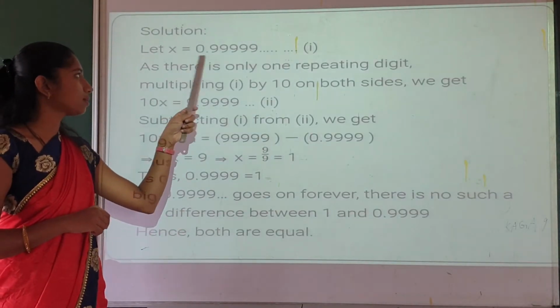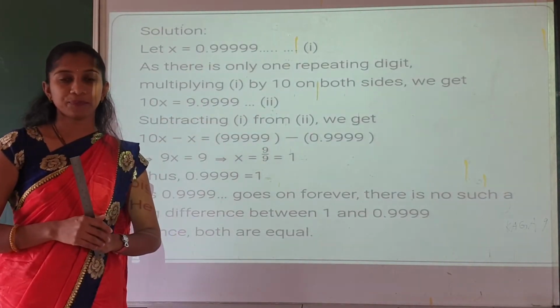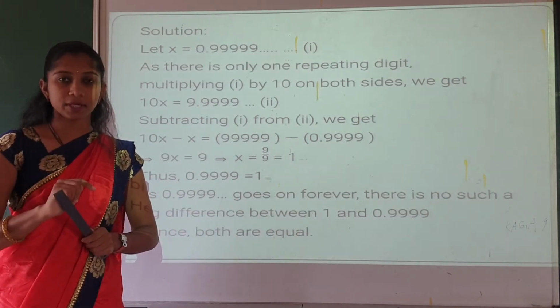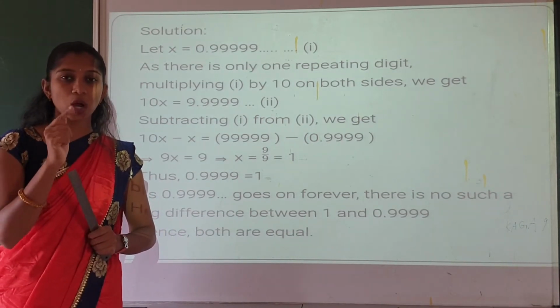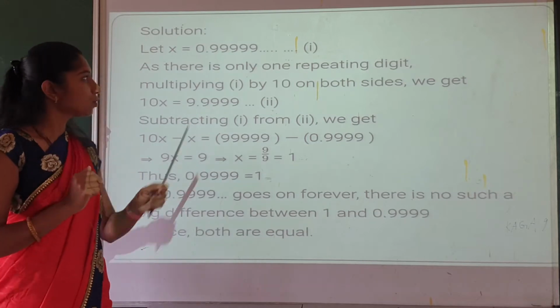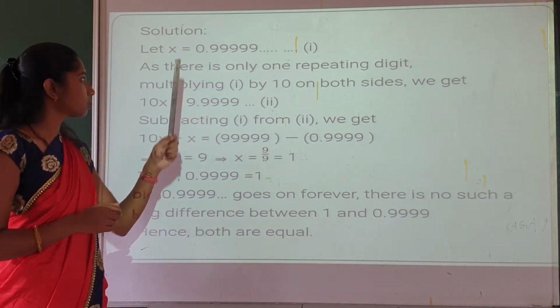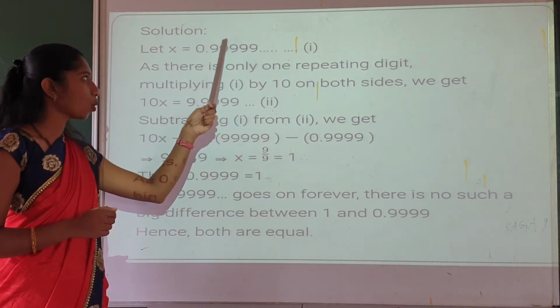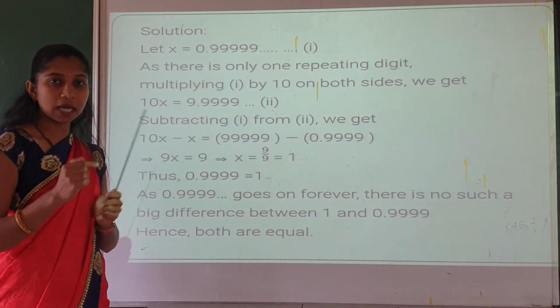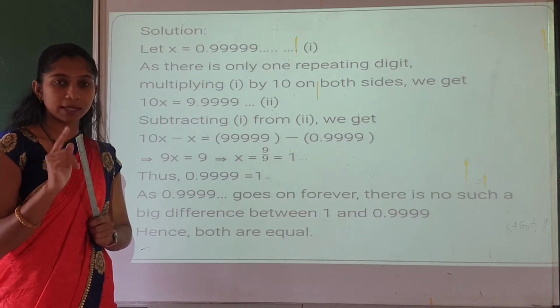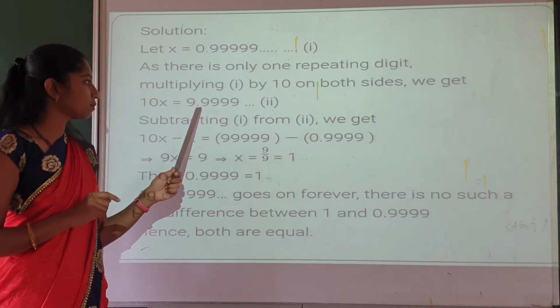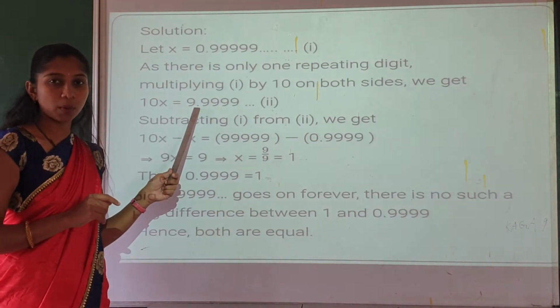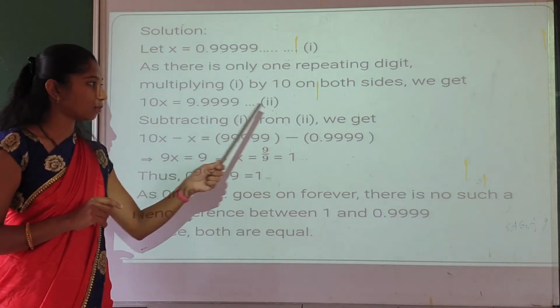Look at the question. x is equal to 0.999. Only one digit is repeating. One digit is repeating means you have to multiply by 10. So the equation number 1 becomes 10 into x. Left side, right side, the decimal point will be shifted only one time because I am multiplying equation 1 by 10. After shifting the decimal point, the number becomes 9.999. This is equation number 2.